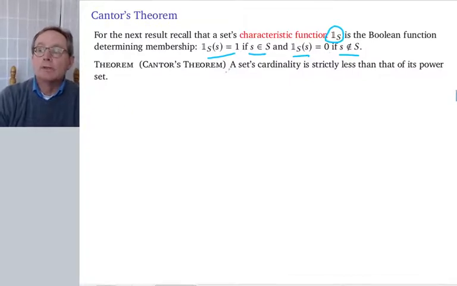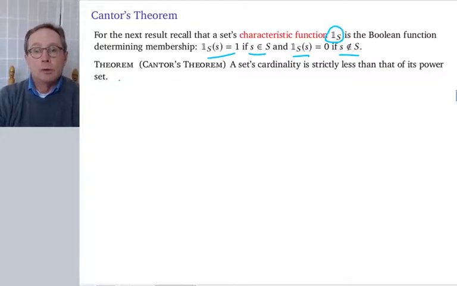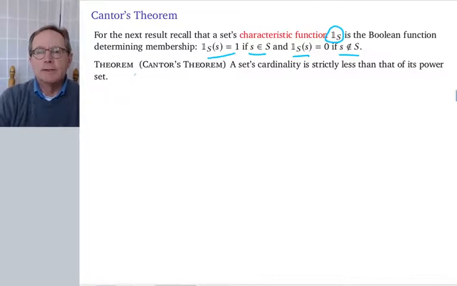And Cantor's theorem says a set's cardinality is strictly less than that of its power set. And again, a person can at this point be saying, wait, I signed up for the theory of computation. Where is this going exactly? So the answer is we know that the Turing machines have the same cardinality as the natural numbers. We know that there are as many Turing machines as there are natural numbers.